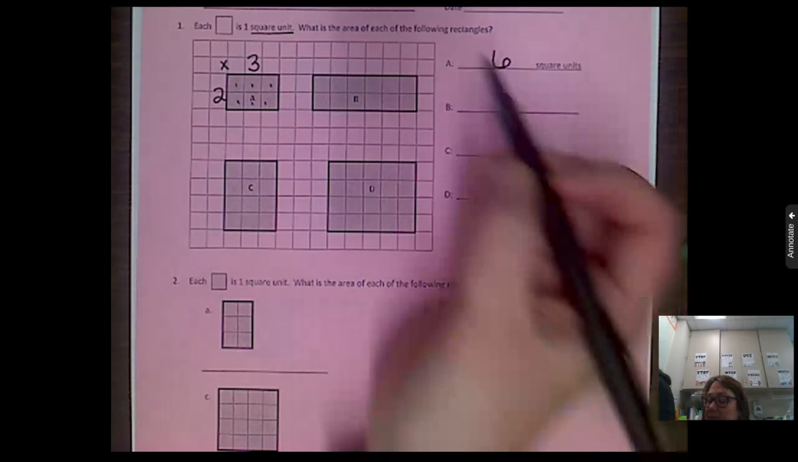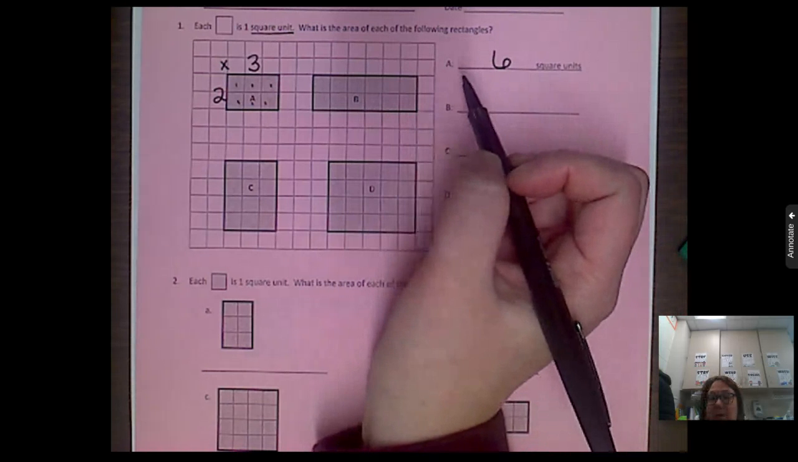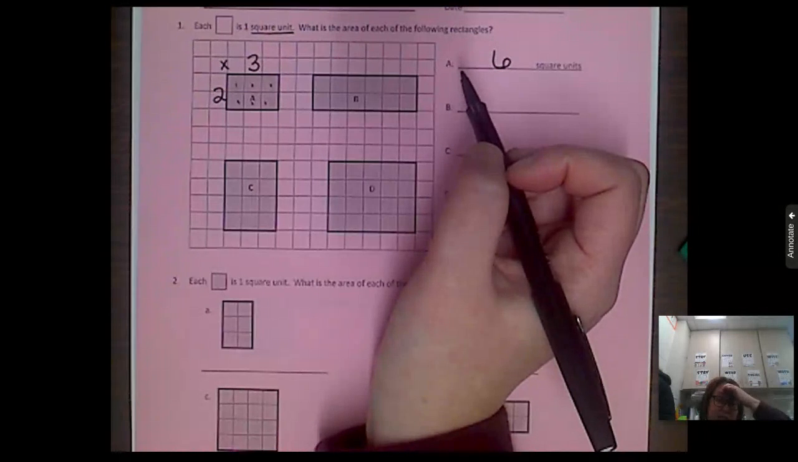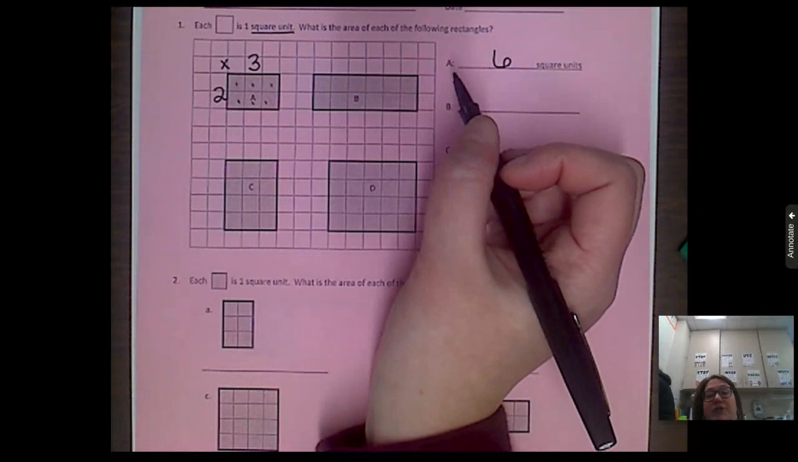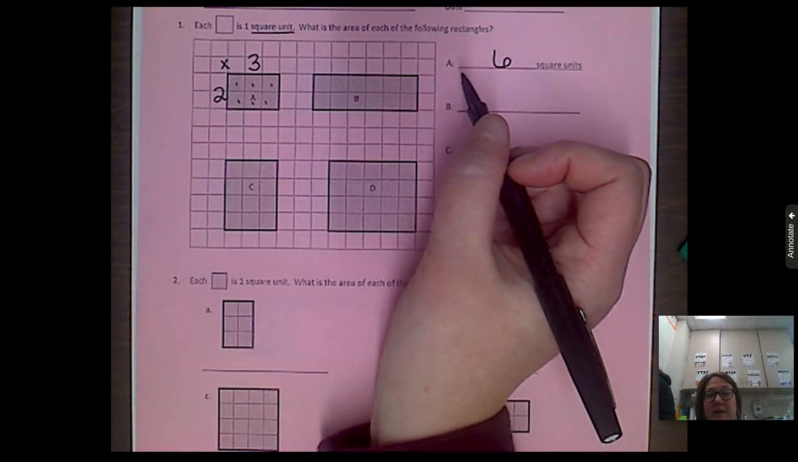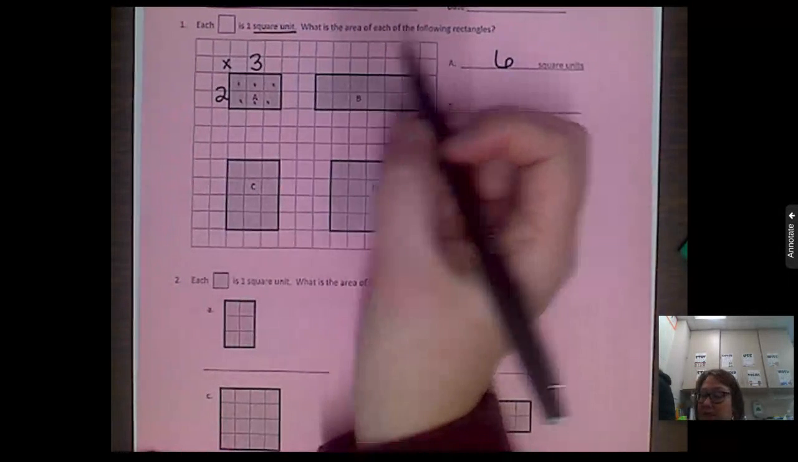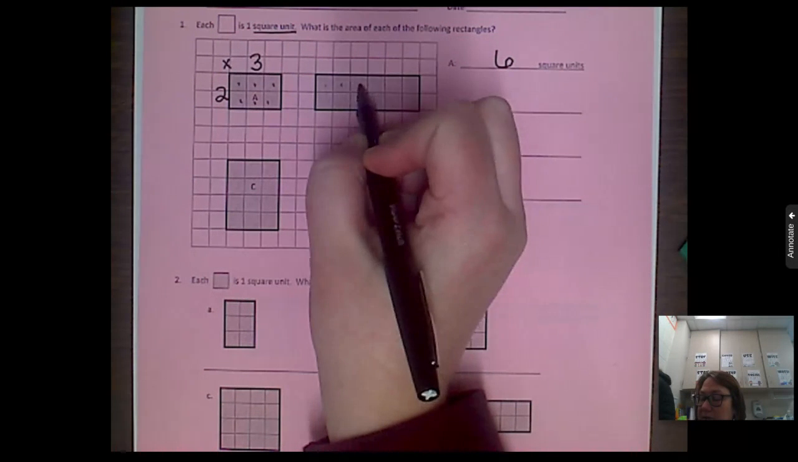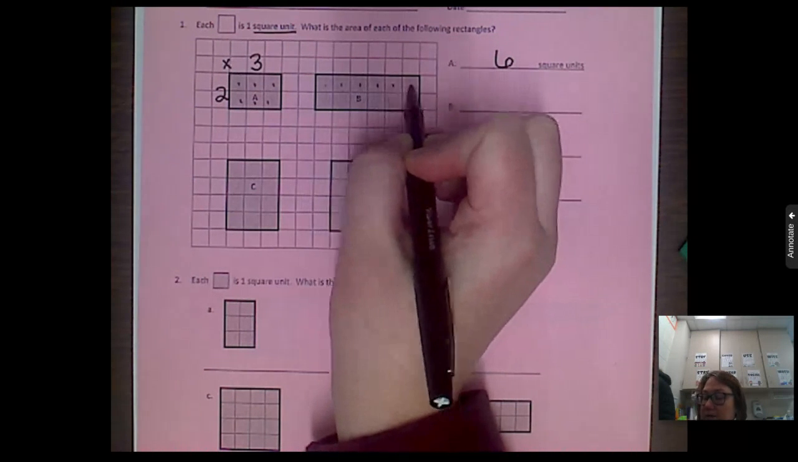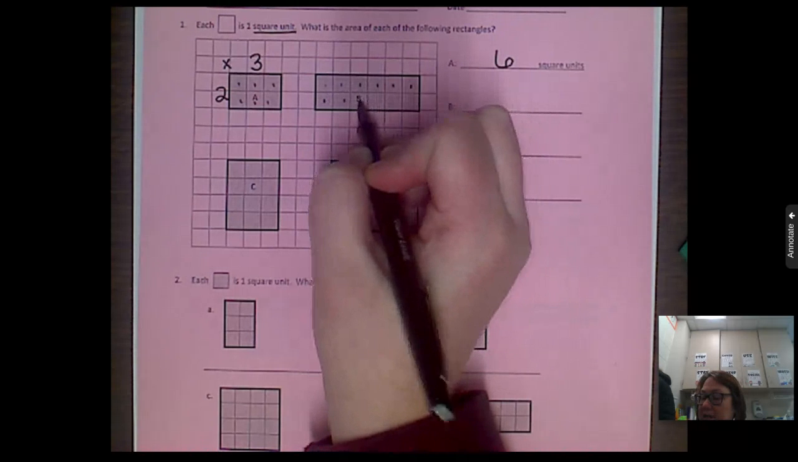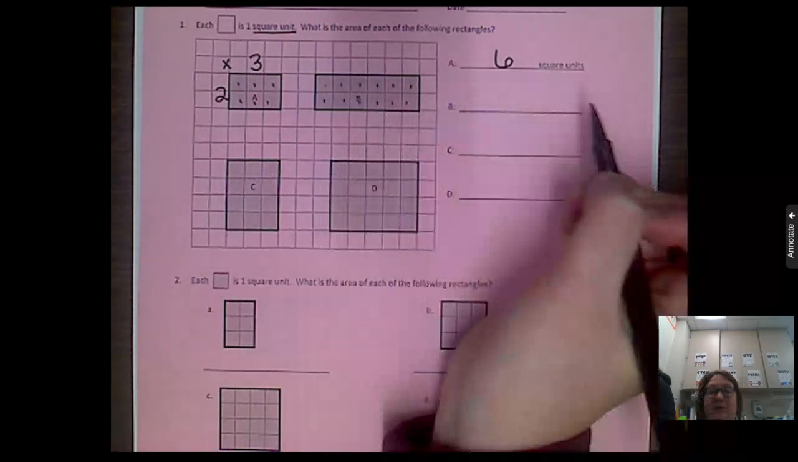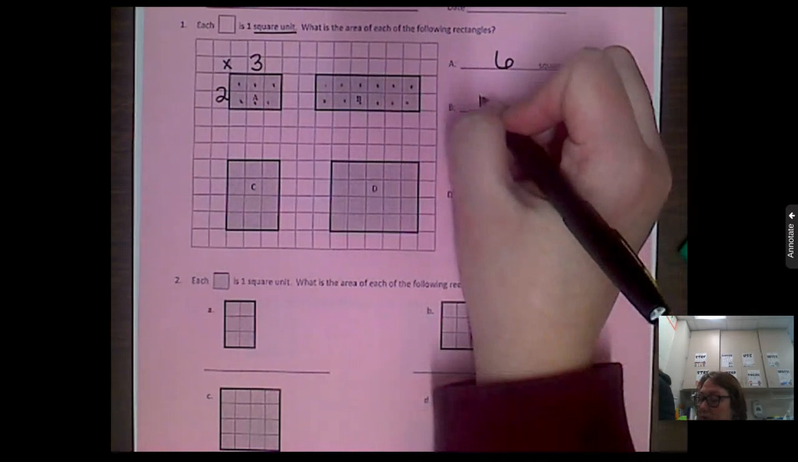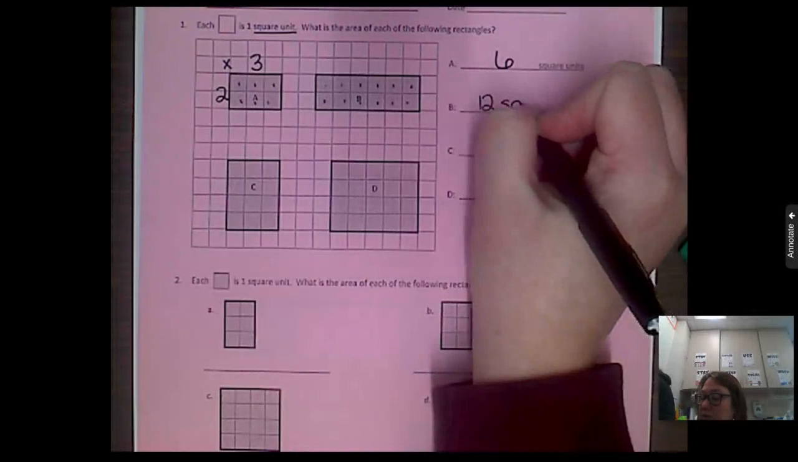All right, look at B, and let's find the area together of B. Let's do the counting strategy first. So let's touch each square of B, and we can count together. So you count with me? Okay, here we go. Touch each square. 1, 2, 3, 4, 5, 6, 7, 8, 9, 10, 11, 12. So B equals 12, and it's square units.